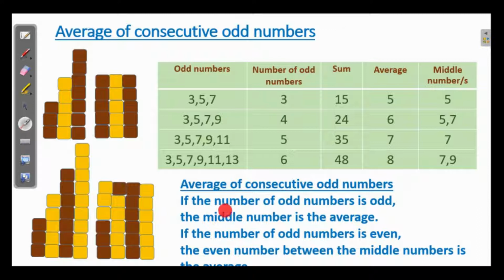If the number of odd numbers is odd, here 3 numbers, the middle number is the average. 5 is the average. Here 7 is the average.